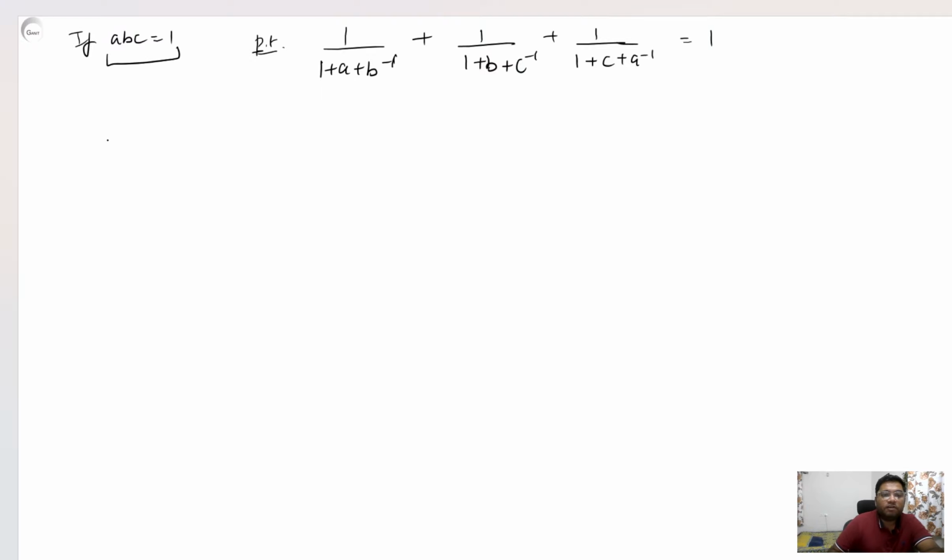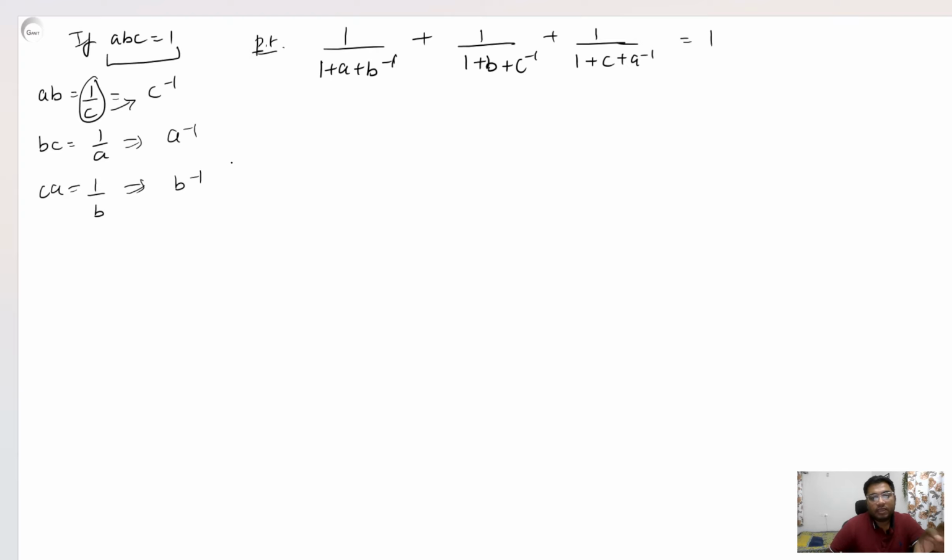The information given to you, ABC equals 1, gives you a lot of information. You know how? You can write AB as 1 by C, you can write BC as 1 by A, and you can write CA as 1 by B. But not yet. See here, can I write 1 by C as C to the power minus 1? Can I write 1 by A as A to the power minus 1? And can I write 1 by B as B to the power minus 1?